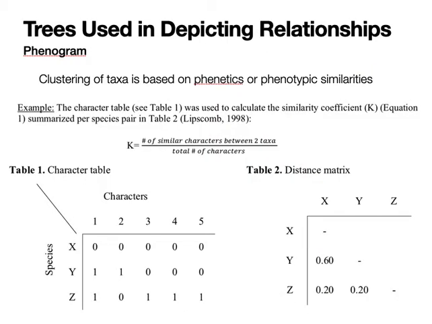So there are many trees used in depicting relationships. So depending on what type of classification are we using, we also generate different trees. Okay? So for example, for phenetic classification, we get a phenogram, which is basically clustering of taxa based on phenotypic similarities. So for example, we have the character table, which was used to calculate the similarity coefficient K, summarized per species in table 2, which is the distance matrix. So K is simply the number of similar characters between the two taxa.